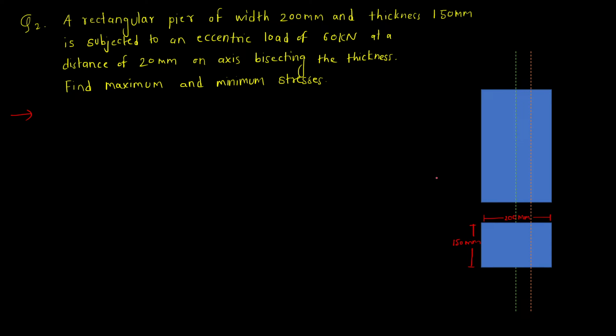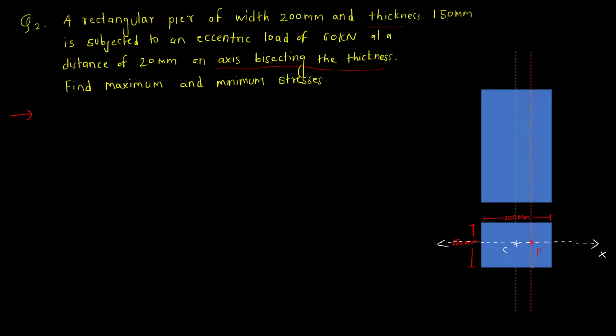Then it is subjected to an eccentric load. So it is not a direct load now, it is an eccentric load, and the location is given. It is present on an axis bisecting the thickness. Now which is the thickness here? 150 mm is the thickness. So an axis bisecting 150 mm means you have to draw a line which will divide 150 mm into two parts. So it is nothing but the x-axis. This is the centroid. So it is given that the load is present on this x-axis.